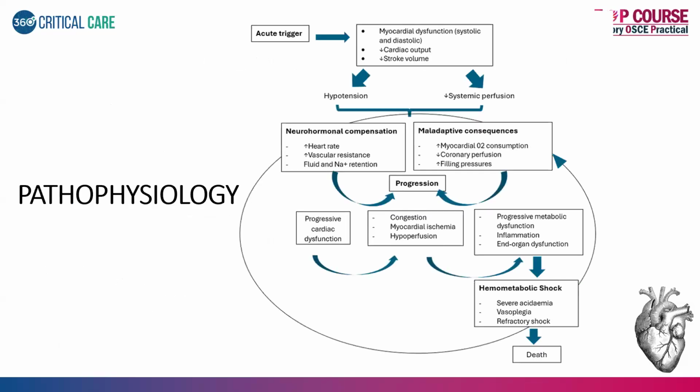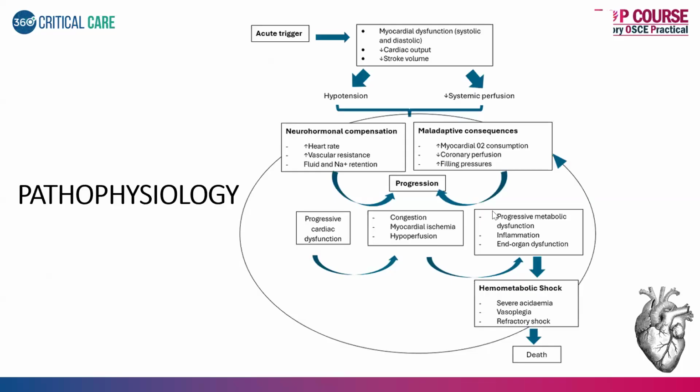So what usually happens? What is the pathophysiology in cardiogenic shock? You have an acute trigger, which leads to myocardial dysfunction, which leads to decreased cardiac output and decreased stroke volume. And because of the decreased cardiac output and decreased stroke volume, the patient will either have hypotension or decreased systemic perfusion. Because of these two, a neurohumoral compensation sets in.